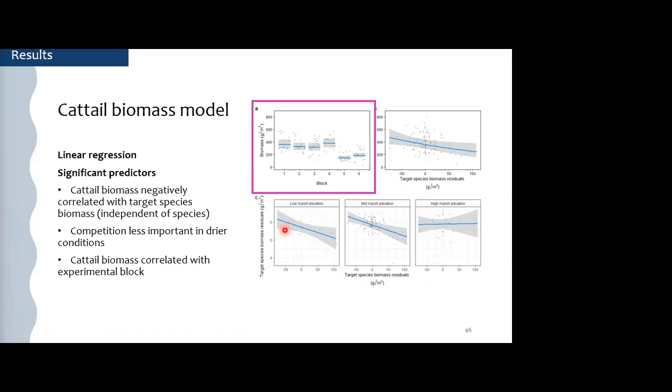So you'll recall that there were 6 blocks, and these blocks were all planted sequentially during 1 week. So it was a fairly short time period. However, for each block, cattails were cut the day before the planting. And so in blocks 5 and 6, cattails were cut down a little bit later.